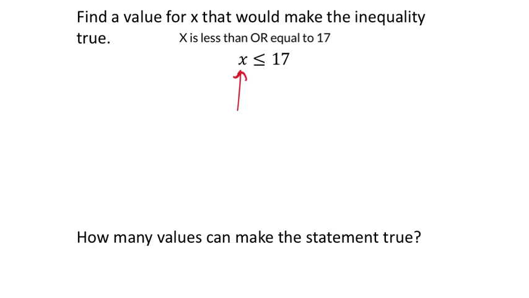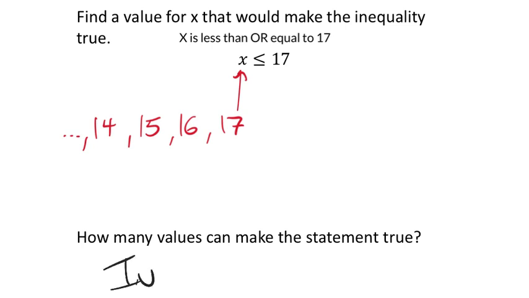So the biggest one I can think of is 17. That would make it work. I could make it anything less than 17 as well. So if I wanted to, I'll make it 16 or 15. See, I'm just going down. And I'm not using any decimals on purpose, but this would go down to negative infinity. And down here it says how many values can make the statement true. There are infinite values that make this statement true.